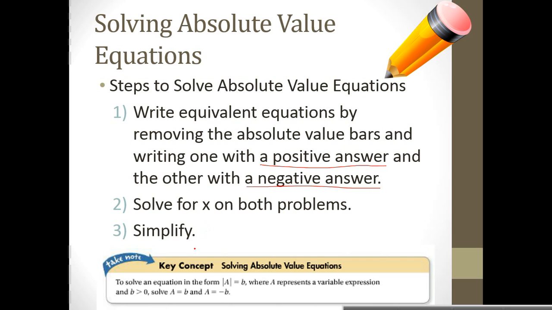In shorter terms, to solve an equation in the form absolute value of a equals b, where a represents a variable expression, which means it's going to have some stuff in it, and b needs to be greater than 0, we're going to solve a equals b and a equals negative b. So you're going to take whatever's inside the absolute value bars and set it equal to a positive answer and a negative answer. We'll do quite a few problems on this today.